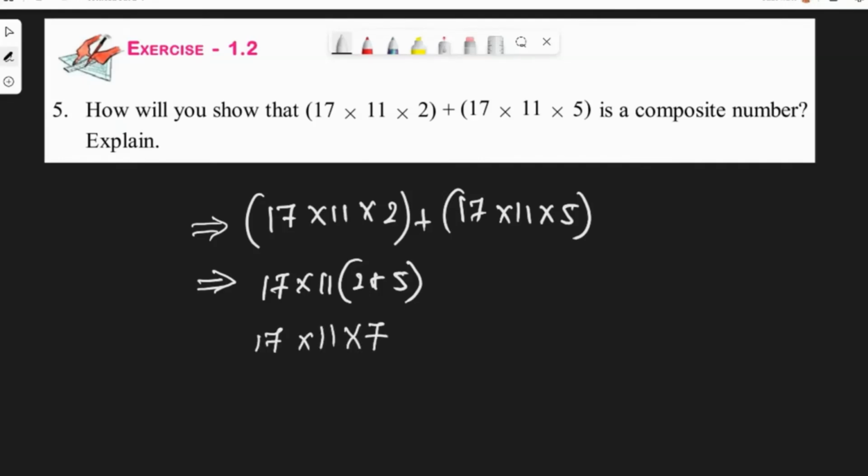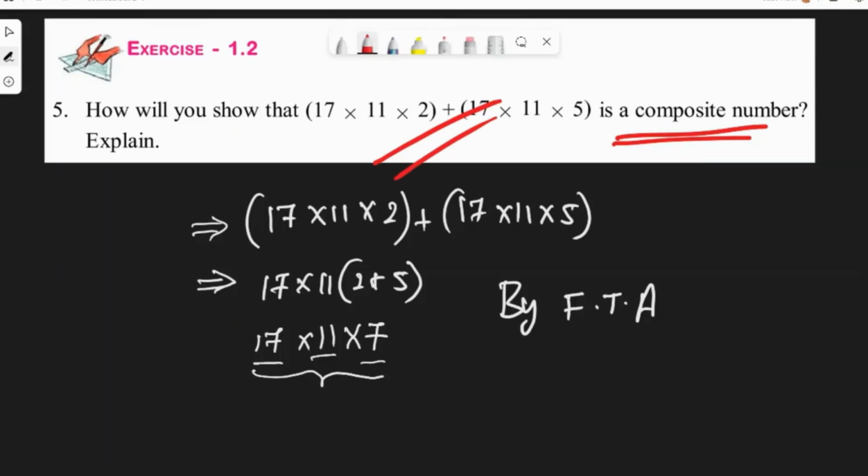And like the previous sum, we know that FTA is the fundamental theorem of arithmetic. The meaning of the fundamental theorem of arithmetic is that a composite number can be expressed in the form of a product of primes, or we can say a product of primes is always a composite number. So we have got 17, 11, 7, which are prime numbers, and therefore the given two terms obviously form a composite number. I hope you understood the sum. The next sum is also a very easy one.